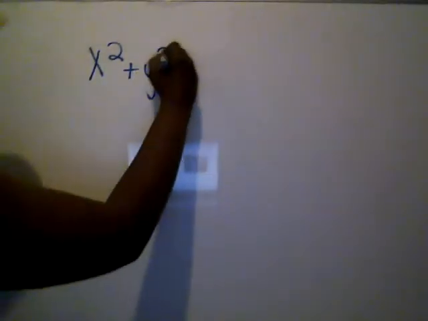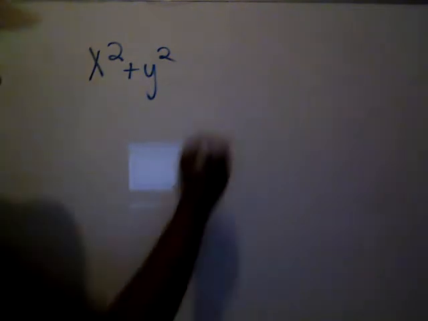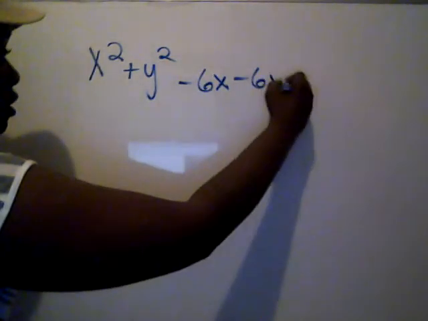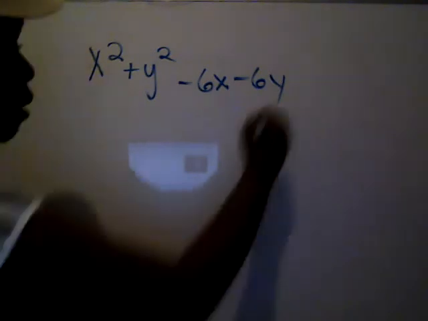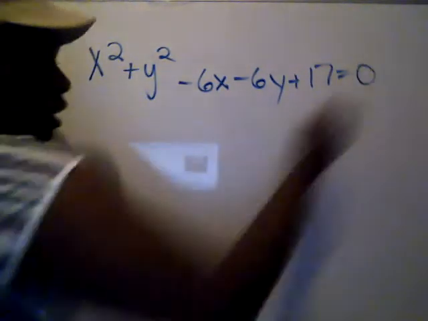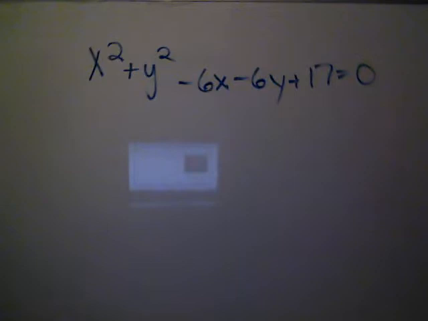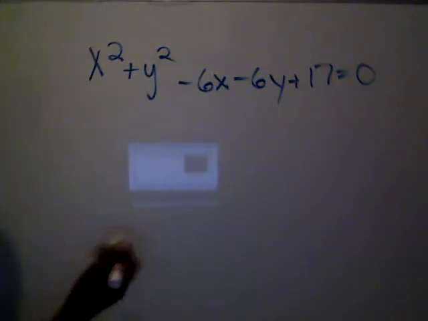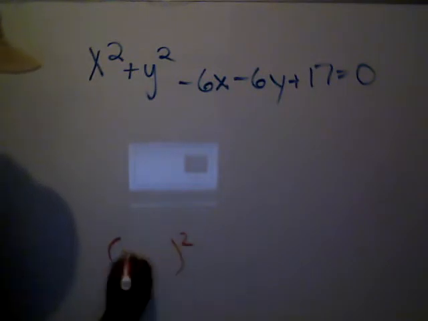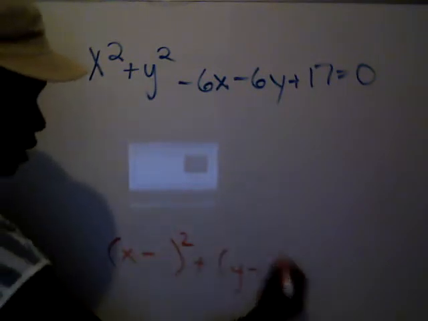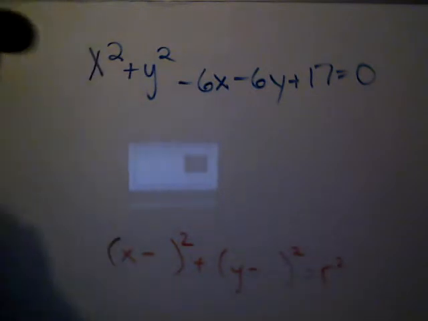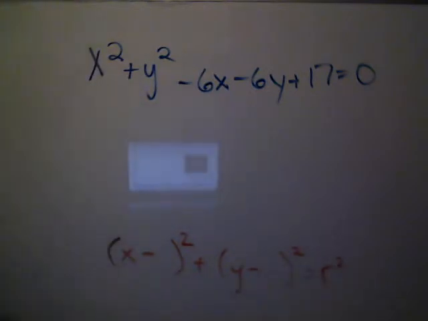So for number 5, they give us x squared plus y squared minus 6x minus 6y plus 17 equals 0. Now what we want to do here is complete the square, just a way for us to get this in terms of parentheses. Our end goal is something like this: x minus something squared plus y minus something squared equals r squared. That's kind of what we're trying to get to. We just have to get to that point first.